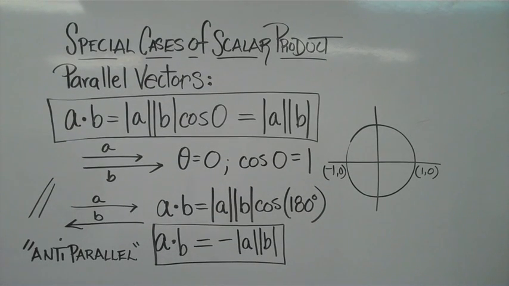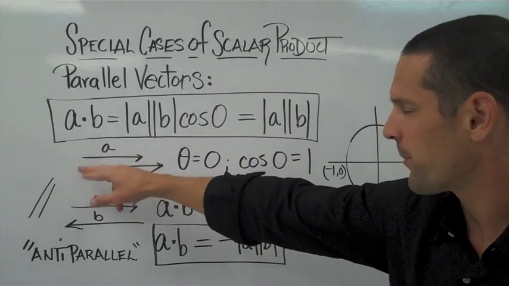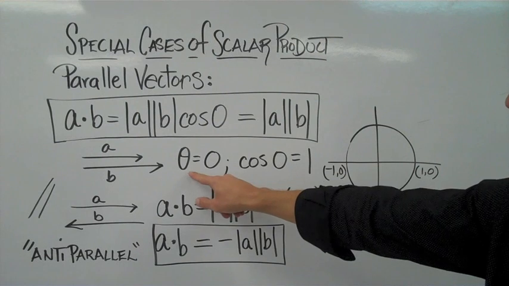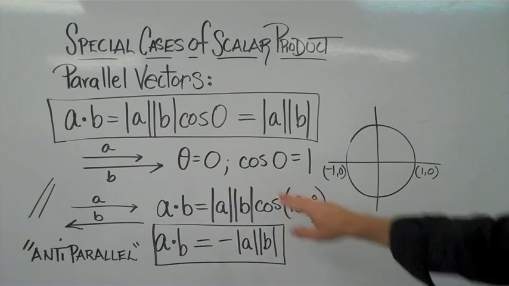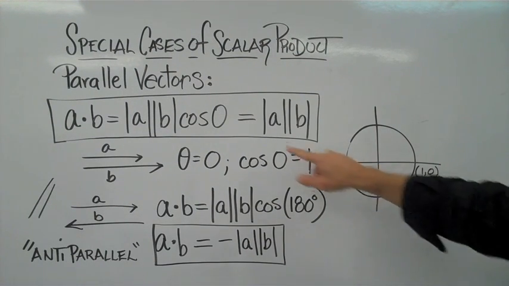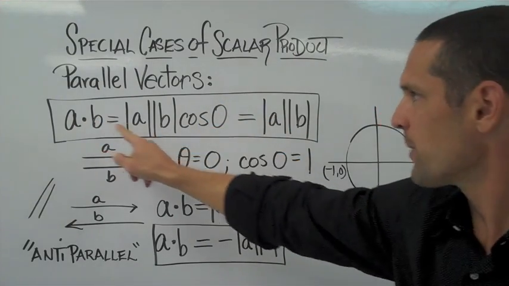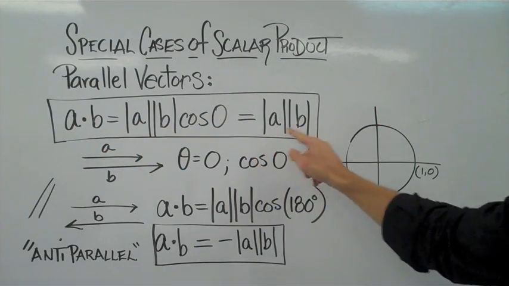Our third special case of scalar products is parallel vectors. Well, if I have two parallel vectors here, then if I join them tail to tail, the angle theta between them is 0 degrees. And we know cosine 0 is 1. Remember, cosine is the x component, and that will be 1 here. So if I put a 1 in for cosine 0, then A dot B becomes the magnitude of A times the magnitude of B.